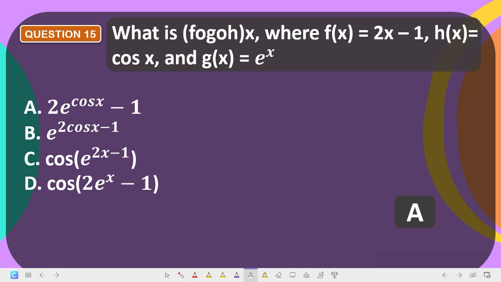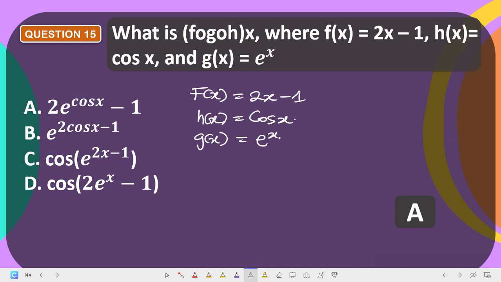The next. What is f of g of h, where f of s is 2s minus 1, h of s is cos s, and g of s is e raised to the power of s? The first thing you need to do is write f of g of h is equal to. Now, you write 2x out first, minus 1.